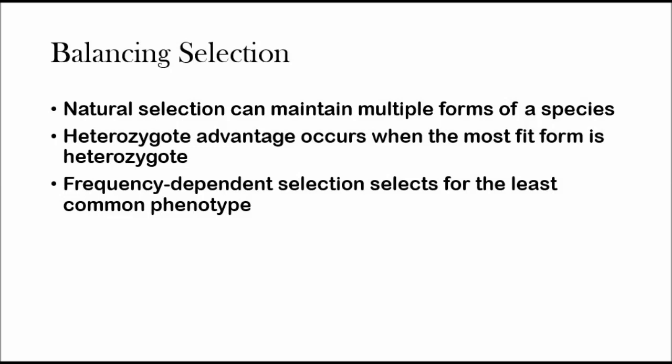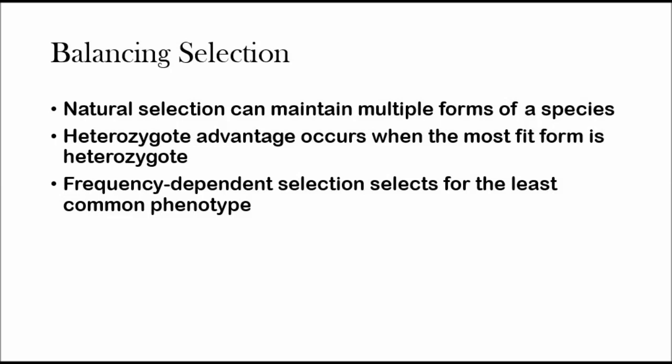Balancing selection. So natural selection can maintain multiple forms of a species. Okay, and we can see this in two ways. The first type is the heterozygote advantage, and the second is frequency-dependent selection.